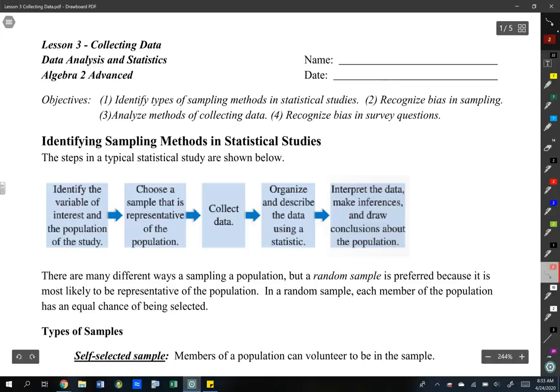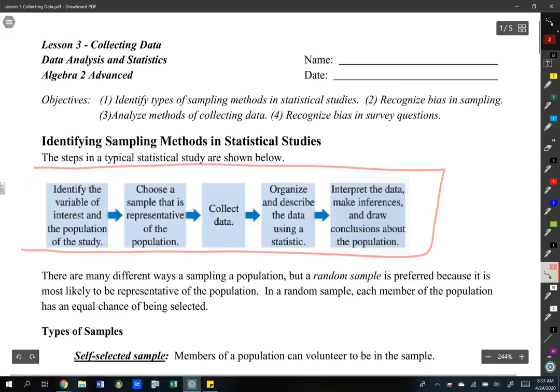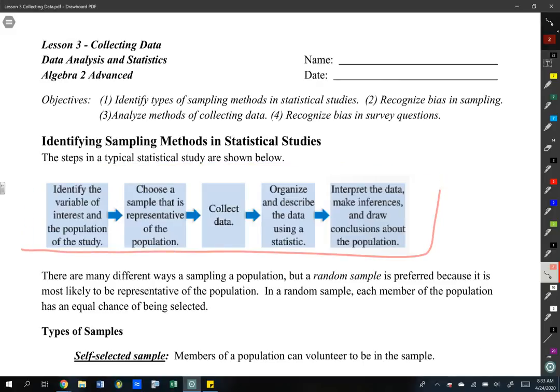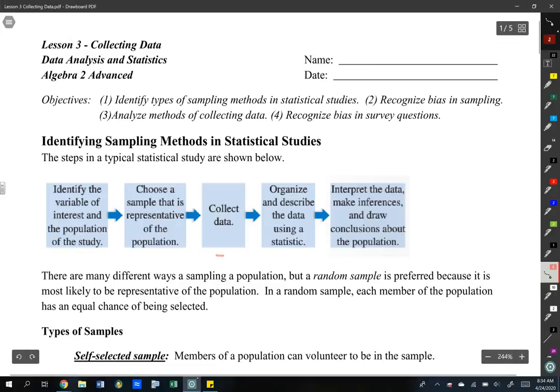If you look at this little diagram right here, we're going to identify the variable of interest, whatever we want to study. We'll choose a sample that we believe is representative of the population. We'll collect some data. We're going to organize the data. And then the most important part of the process is at the very end, where we summarize the data and interpret the data. And then we can make inferences and draw conclusions about the population.